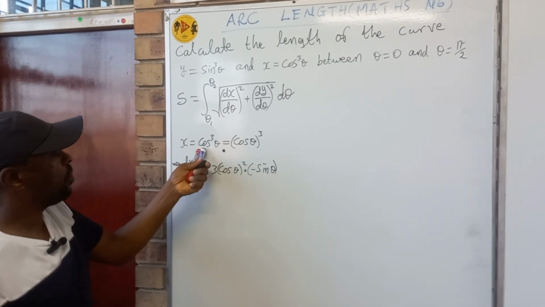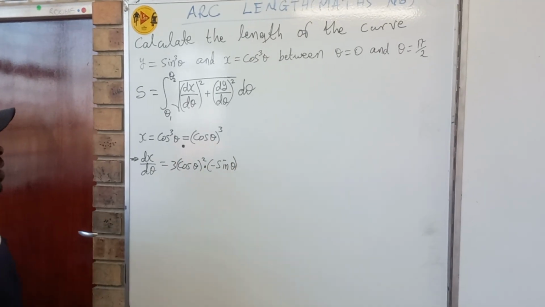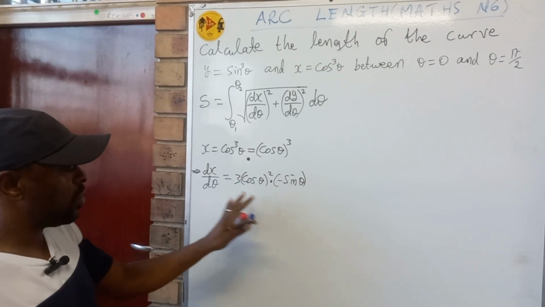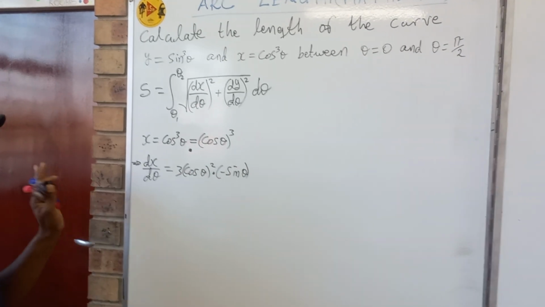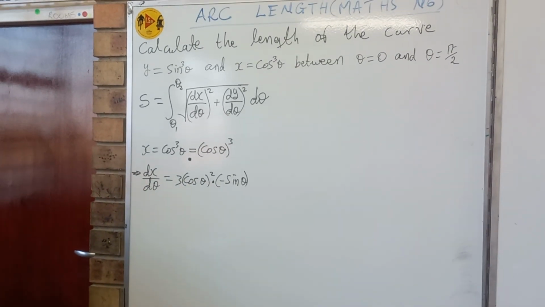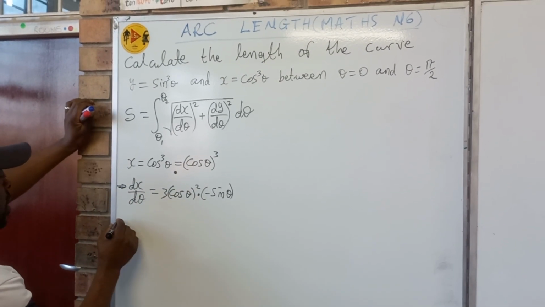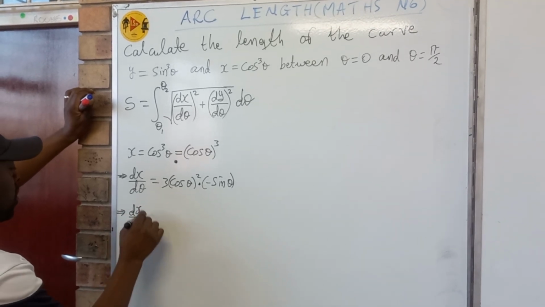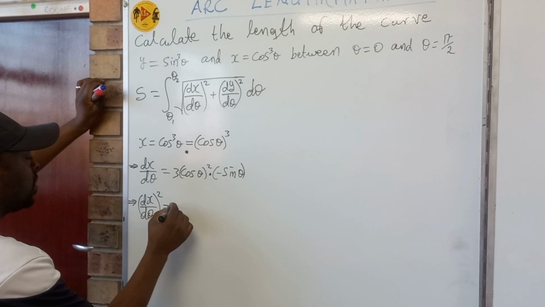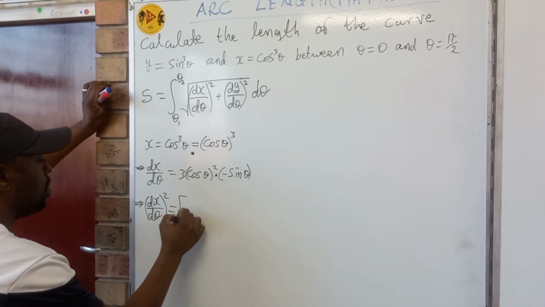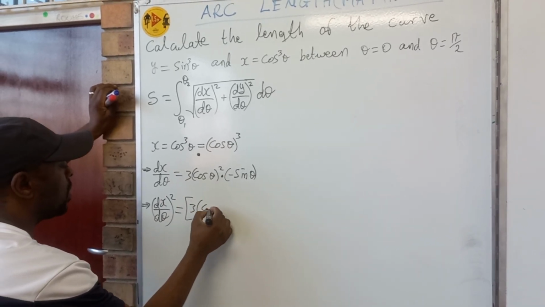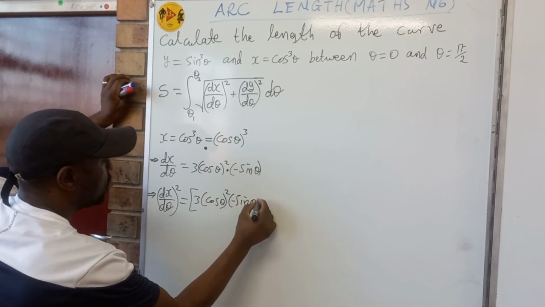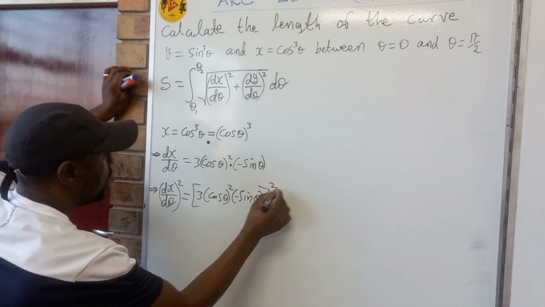If you can't interpret this to look like that, you will not be able to get the right derivative, and once the derivative is wrong, you are in trouble. With arc length, guys, make sure your derivative is always right. So I can now go on and do my squaring. If I square the derivative of x, that means I'm squaring all of this: 3 in brackets, cos square theta into minus sine theta. That is what I'm squaring.